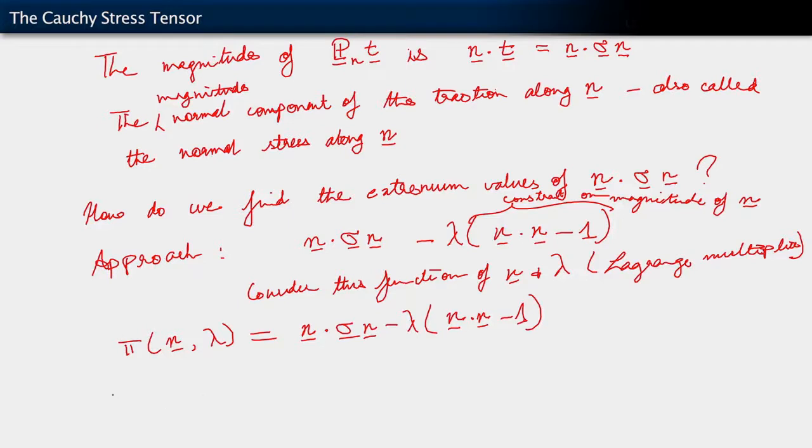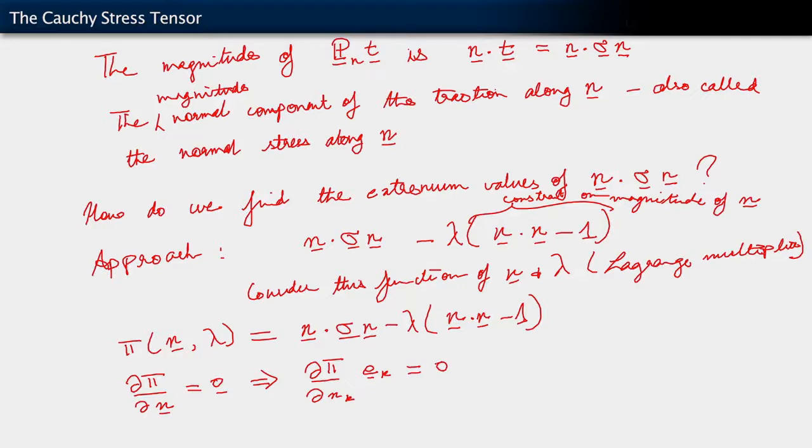So what we do is we say that we want to have the partial of pi with respect to n equals 0, which implies that we're going to calculate that, but let's do it in coordinate notation. So what we're going to do is the partial of pi with respect to n_k, e_k, equals 0.